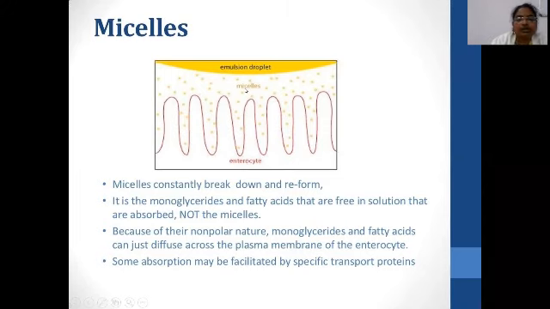So the micelles constantly break down and reform. It is the monoglycerides and fatty acids that are free in solution that are absorbed, not the micelles. Because of their non-polar nature, monoglycerides and fatty acids can just diffuse across the plasma membrane of the intestinal cell, the enterocyte. Some absorption may be facilitated by specific transport proteins.